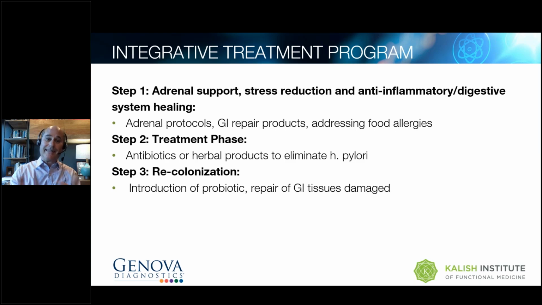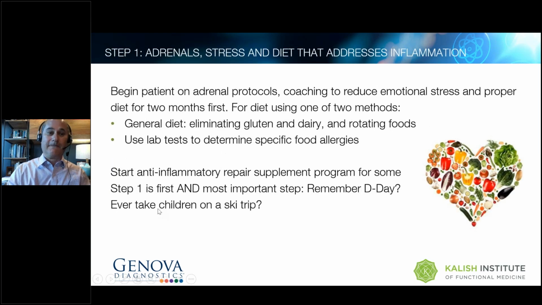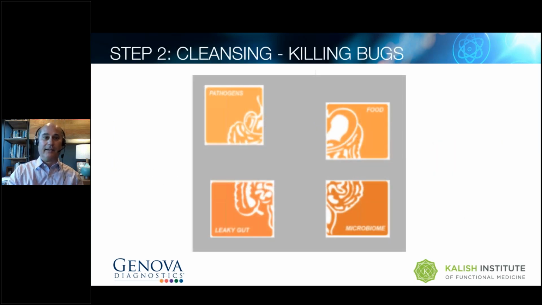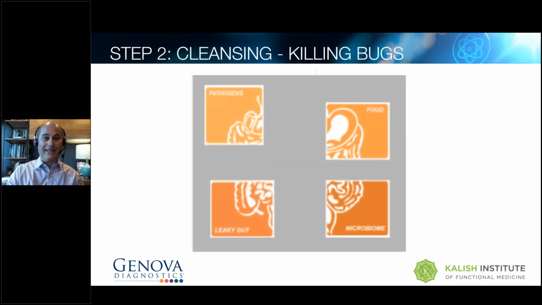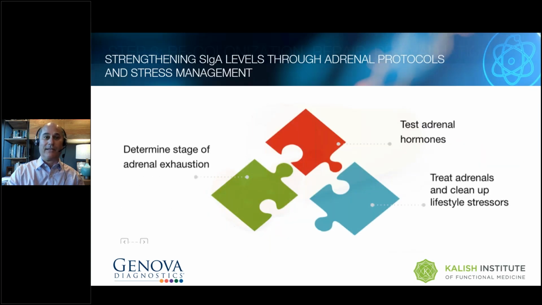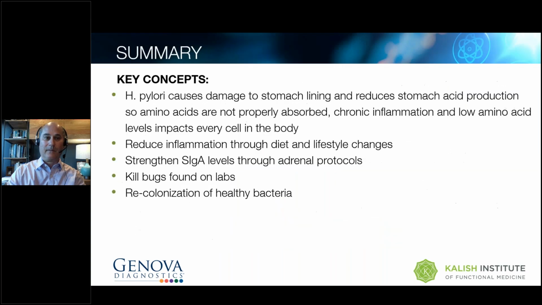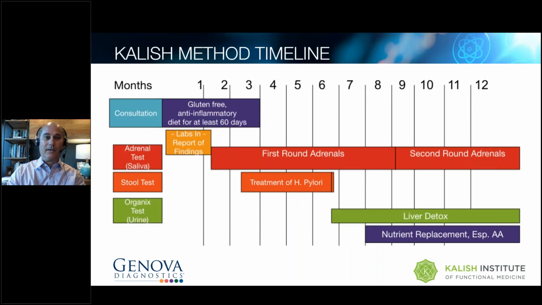Step 2 is the killing part, and then step 3 is making everything better once the killing part is done. All right. And so I can show you a few of these. Step 1 is the adrenals. Step 2 is the killing. Step 3 is the recolonization, right? And then strengthening the secretory IgA through the adrenal protocols and stress management. All right, and here's a timeline. This seems to help people a lot.